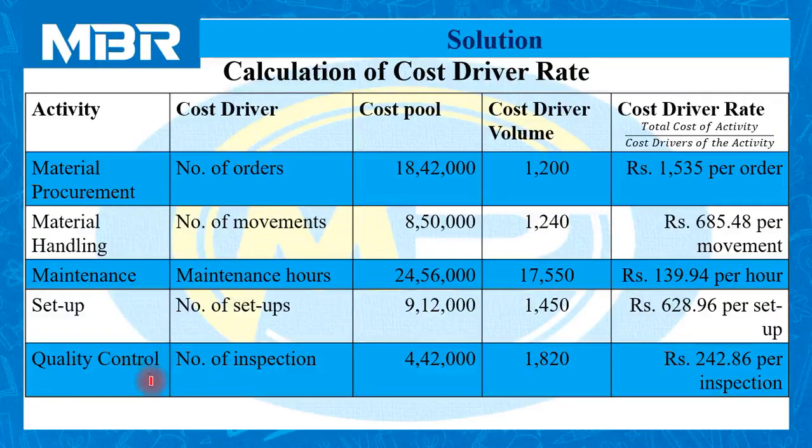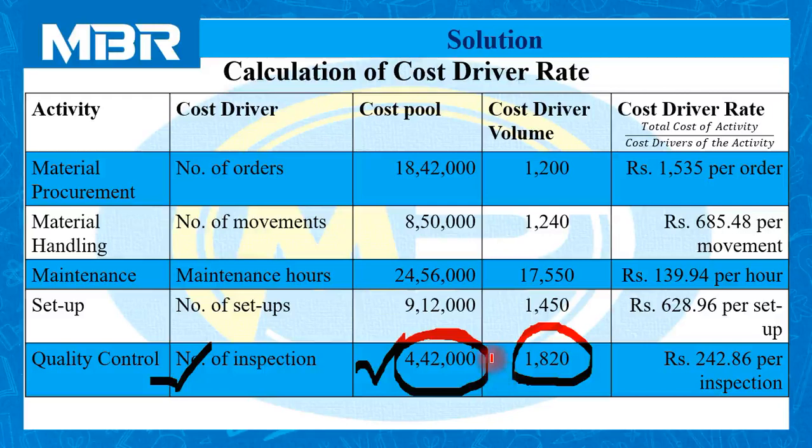This expenditure is allocated to the job, process, task, whatever you say, based on number of inspections. Cost pool, that is the total cost incurred on quality control related activities, is 4,42,000 and 1,820 inspections are to be performed during the year. So 4,42,000 divided by 1,820. So 242.86 per inspection cost will be allocated to the job.